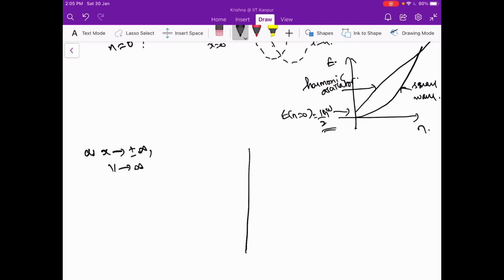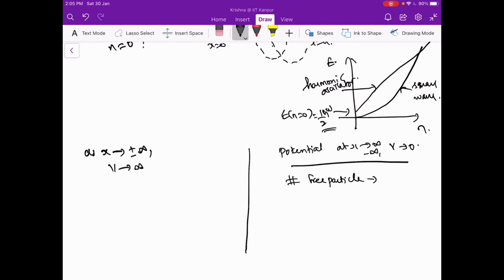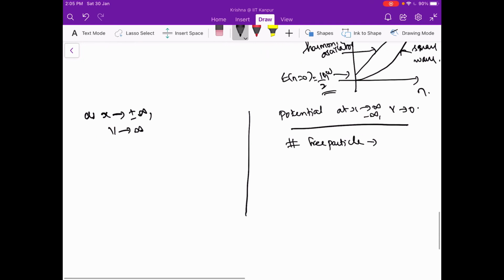The second set of problems that we saw is where the potential at x tending to plus or minus infinity, V will tend to 0. We saw the simplest case in this particular example, which was the free particle case, in the sense that there was no potential anywhere. So it does not specifically mean that as x tends to plus or minus infinity, V goes to some value. V was 0 everywhere, right? And the solutions were, of course, plane waves. Psi of x is e to the power i kx.